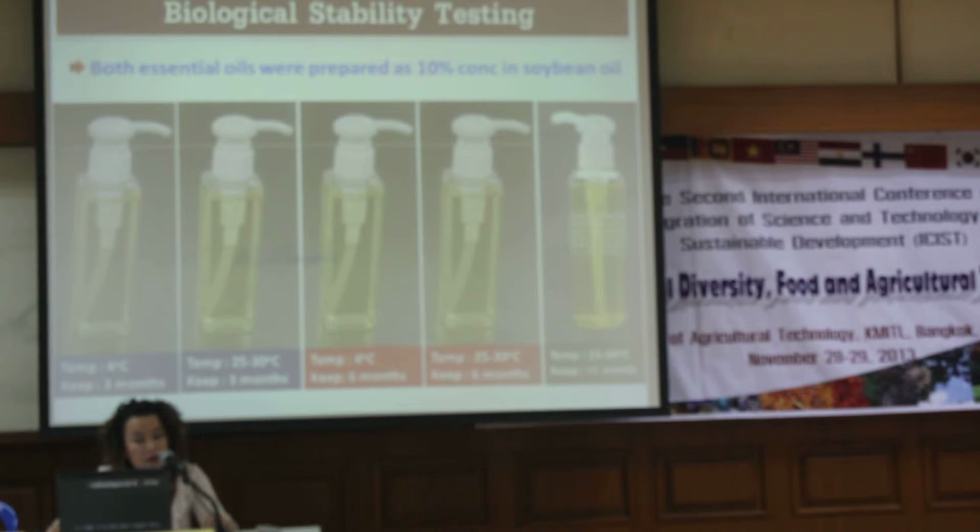This slide shows you the essential oil that we keep at varied temperature and time interval. The lemongrass and citronella grass oils were stored in bottles, and stability of the formulation was determined under conditions of varying storage temperature: 4 degrees Celsius and 25 to 30 degrees Celsius, or ambient temperature. The time interval is 3 months and 6 months. And also a fresh sample of essential oil, which was kept at ambient temperature for 1 month, was carried out in parallel for comparison.